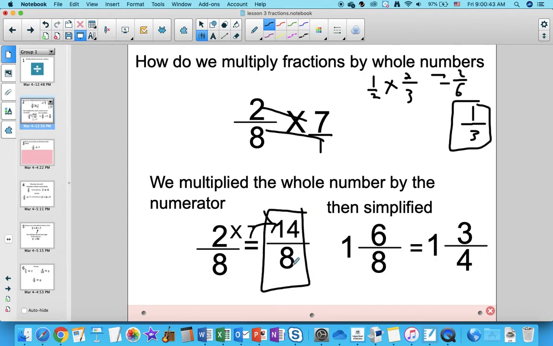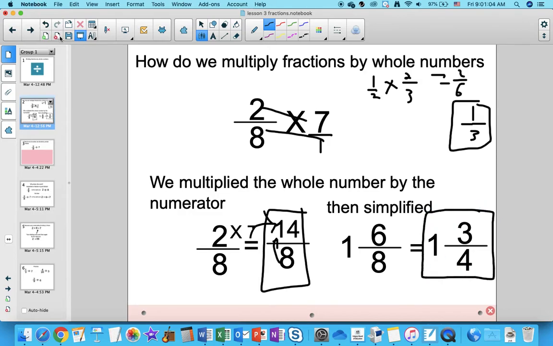Now 14 over 8. Oh, numerator's too big. What do I need to do? Well, I need to see how many 8s fit into my top. Well, 1 does, so what's left is my new numerator. That's my denominator, and I have a 1 there. Then I can simplify. I can divide this by 2 and this by 2. And so my answer will be 1 3/4.